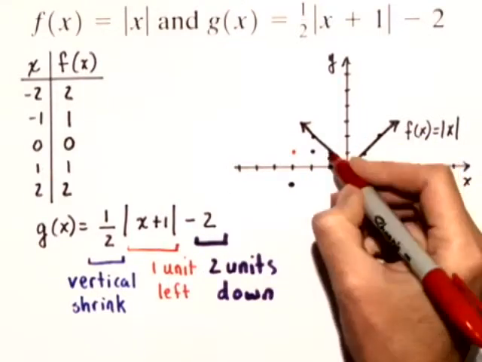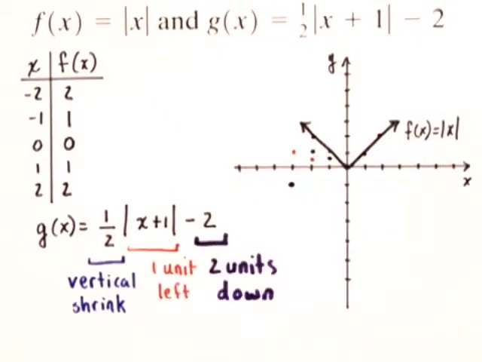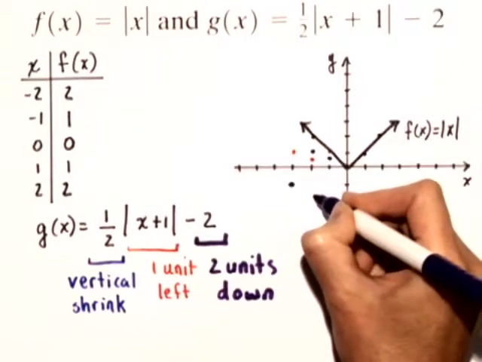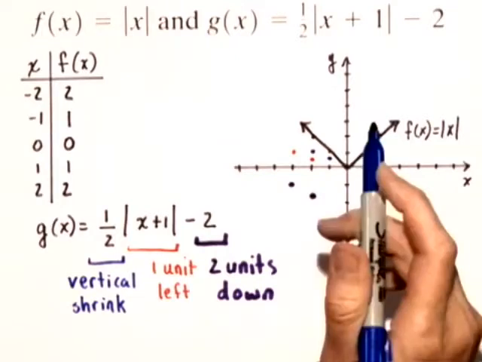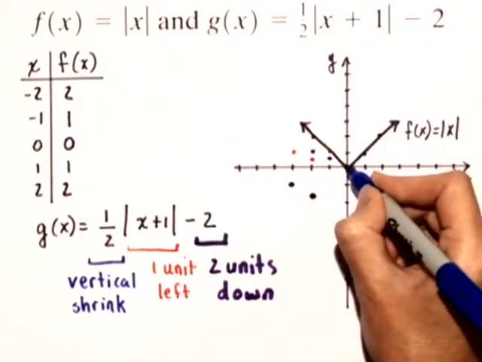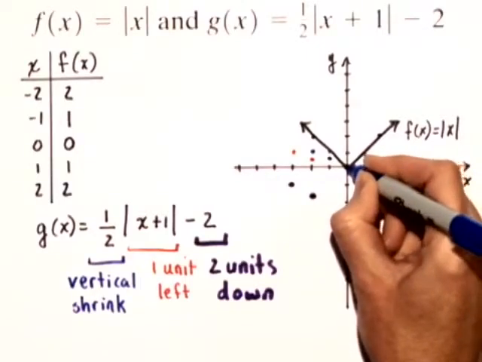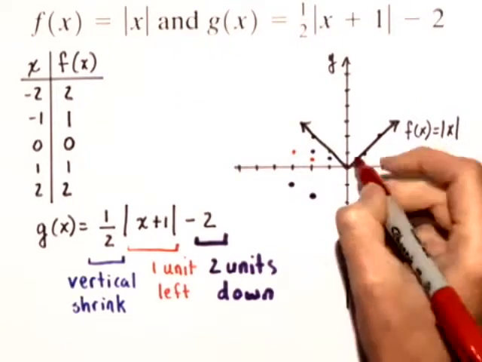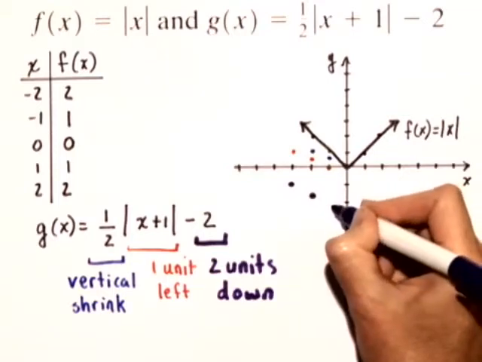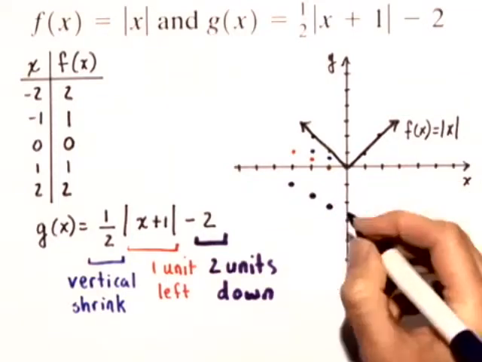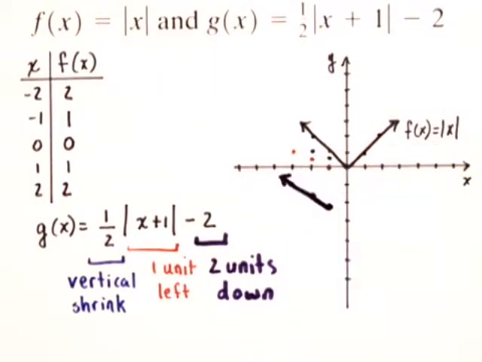Then I'm going to make it 1 unit to the left, and then 2 units down. 1, 2, puts me right here. Let's do that again. At 0, 0, if I make that y coordinate half as big, half of 0 is still 0, so it stays right there. Now, I go 1 unit to the left from 0, 0, right here, and I go 2 units down, 1, 2. Here is the first half of that graph.